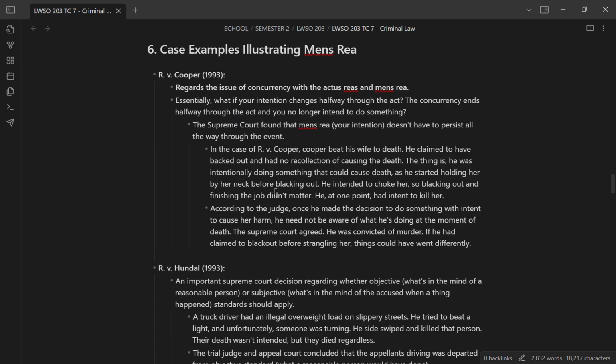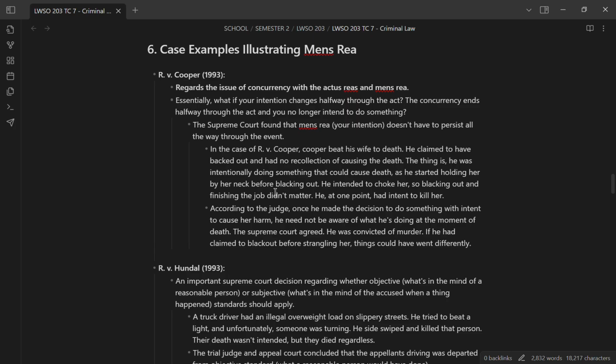The idea of this is essentially, what if your intention changes halfway through the act of doing something? The concurrency ends halfway through the act, and you no longer intend to do what you're doing. Well, as we'll see in this case, the Supreme Court found that mens rea, or your intention, doesn't have to persist all the way through the event. It's the initial intention that counts for you to be held liable or charged, right?